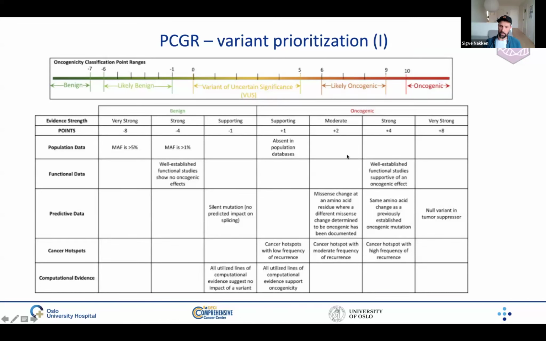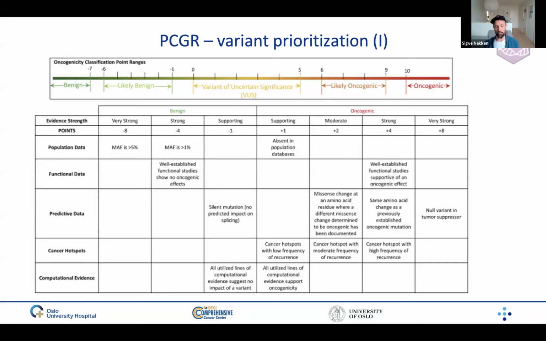So what we don't have in PCGR, and what I think is important to convey, is the functional data of the proposed operating procedure. We don't really have that readily available. This criterion indicates that there should be evidence from well-established functional studies showing oncogenic or non-oncogenic effects. To my knowledge, most of these data are found in curated resources that are frequently licensed. So for now, we don't have support for that.